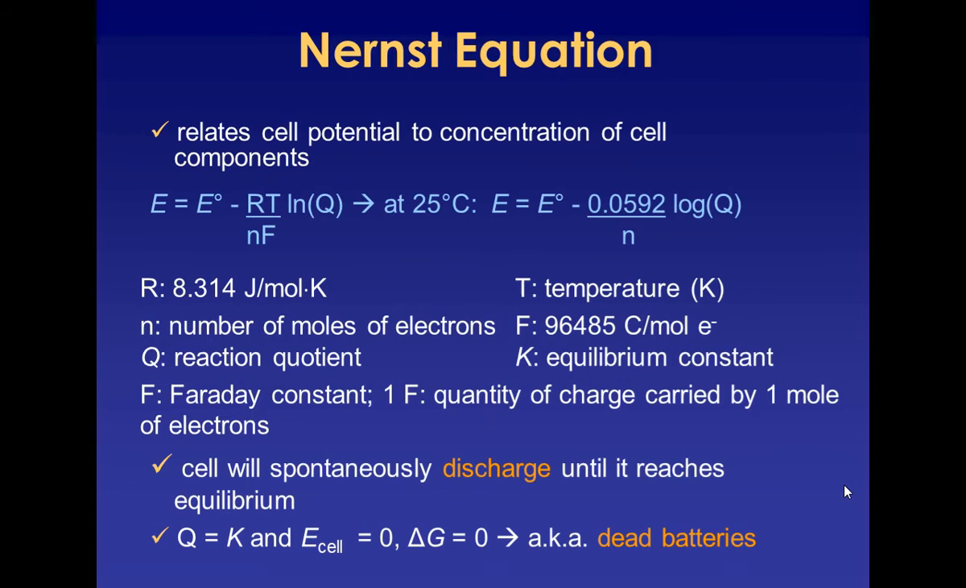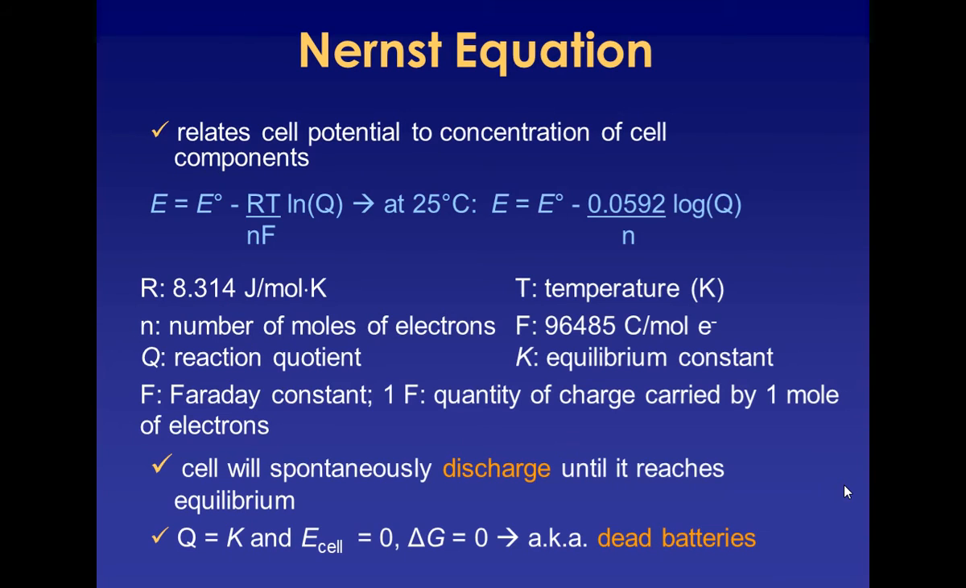The Faraday's constant, that F, is, again, as I talked about, giving you the amount of charge that's going to be carried by a mole of electrons. And basically, cell potentials will continue to diminish until they reach equilibrium, when the cell is going to have a cell potential of 0. And that would be when your free energy is also 0. And it's what happens when your car batteries are dead, or your cell phone battery is dead, or your Chromebook battery is dead.